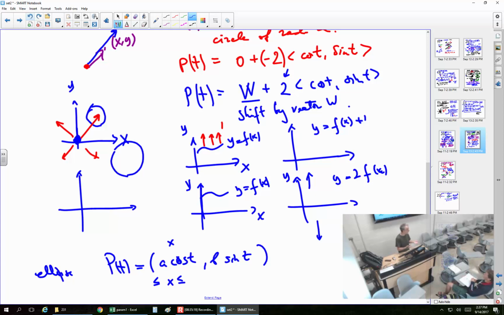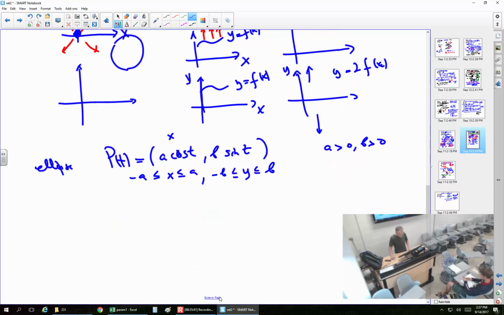Cosine runs between what? -1 and 1, so this runs between negative a and a, assuming that a is positive and b is positive. And similarly, b y runs between negative b and b. So that gives you a kind of rectangle that tightly contains that ellipse.